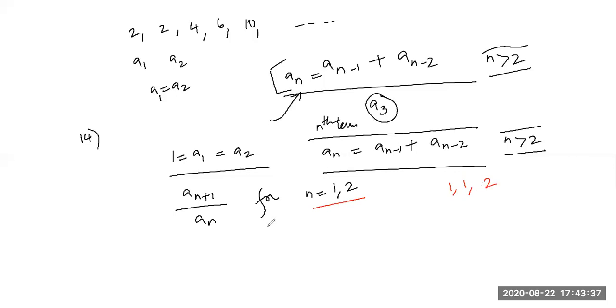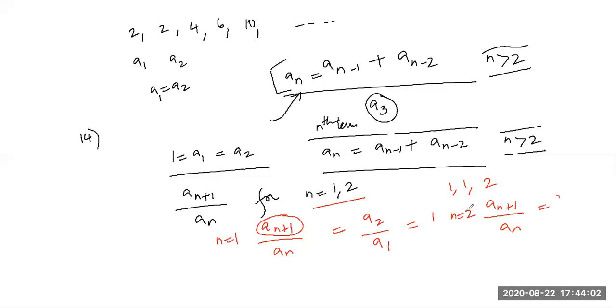So what will be a n plus 1 divided by a n for n is equal to 1? When n is equal to 1, this becomes a2 divided by a1. So a2 by a1 is 1 by 1, which is 1. And a n plus 1 divided by a n for n is equal to 2 becomes a3 by a2. a3 by a2 is 2 by 1, that is equal to 2.